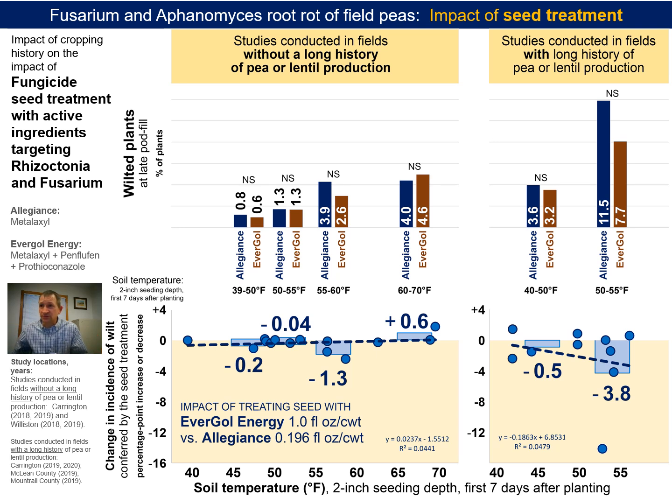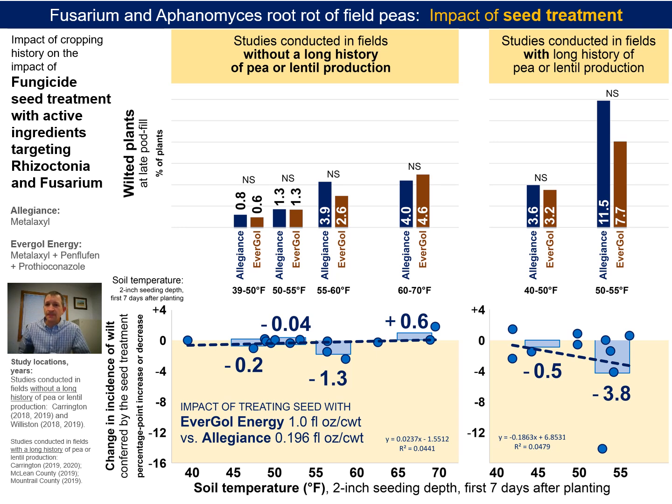wilt symptoms associated with severe root rot, and you can see that there was not much wilt, and that's what you'd expect. There wasn't a long history of growing peas or lentils. There wasn't elevated Aphanomyces and Fusarium root rot, so thus you don't have a whole lot of wilted plants. And you can see that the fungicide seed treatment obviously didn't do much for the wilt symptoms because there just wasn't much wilt.